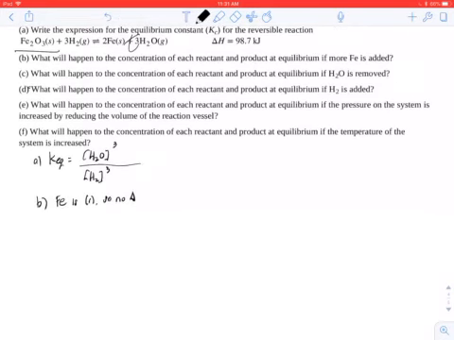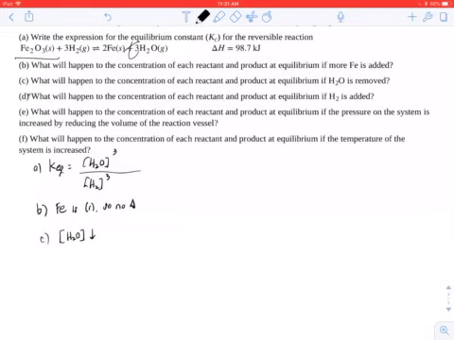C, what will happen to the concentration of each reactant and product at equilibrium if H2O is removed? So if we remove H2O, first of all, the H2O concentration is going to go down. Now, if the H2O concentration is removed, this reaction will shift right. So therefore, if this reaction shifts right, hydrogen concentration is going to go down.